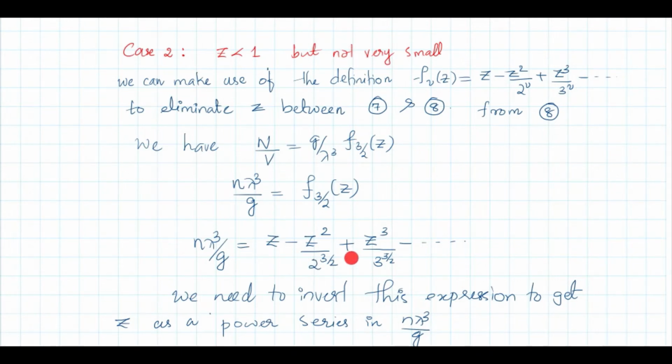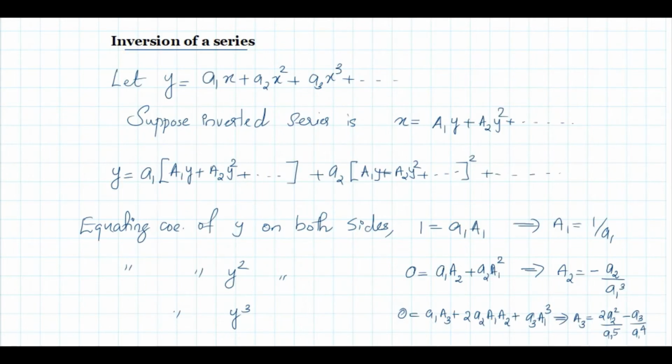Now we are going to invert this series in order to obtain Z as a function of n lambda cube by g. Exactly the same procedure we did in the case of Bose gas also. So I will explain once more. Inversion of a series. Suppose you have a series like y equal to a1x plus a2x square plus a3x cube plus etc. You want to invert this in order to get x as a power series in y. That is x equal to capital A1y plus capital A2y square plus etc. For finding capital A1, A2 etc. we can do the following procedure.